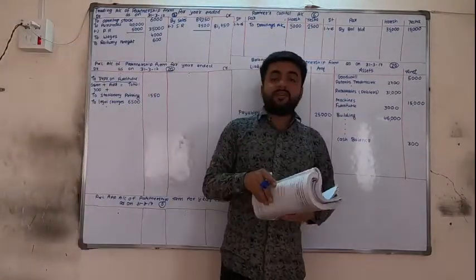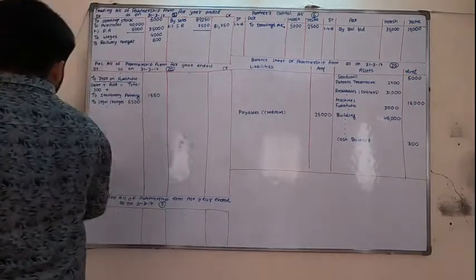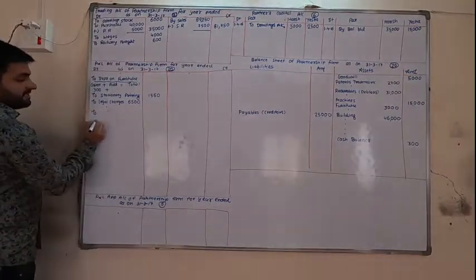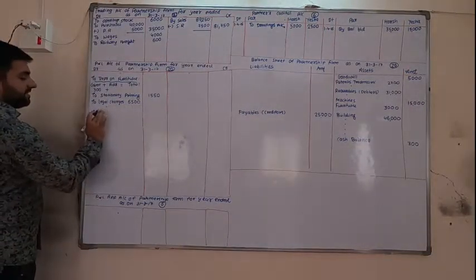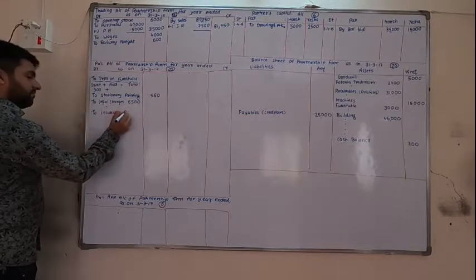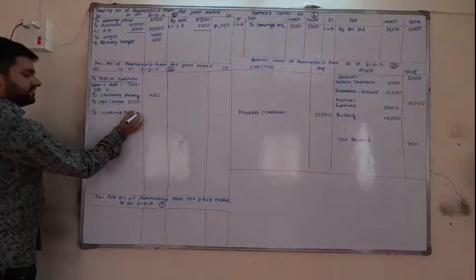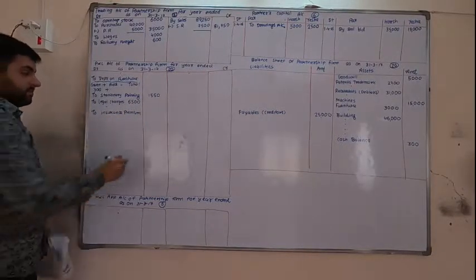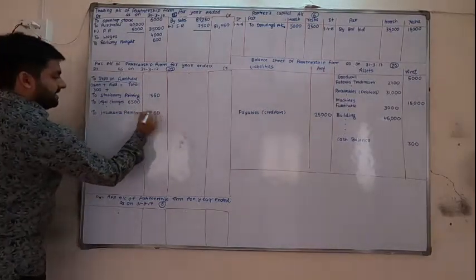Next we are having insurance premium. So it is our expense of P&L account. So after legal charges, leave one line and then we are writing to insurance premium in the outer column 1,150.